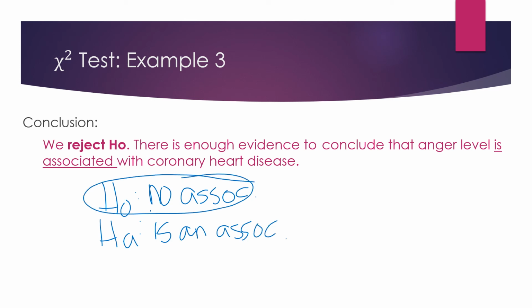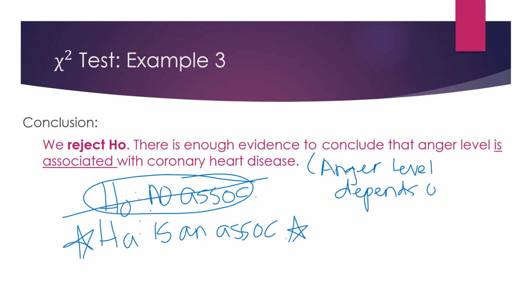So if you reject the null hypothesis, that means you have evidence to conclude that there is an association between anger level and heart disease. That means your anger level depends on heart disease, or vice versa would probably sound better: whether or not you have heart disease depends on how angry you are. Don't confuse that with causation. It doesn't mean that heart disease is caused by being angry. Maybe people are just angry because they have heart disease. I don't know. We can't say that one causes the other. We just know that there is some kind of link between the two.